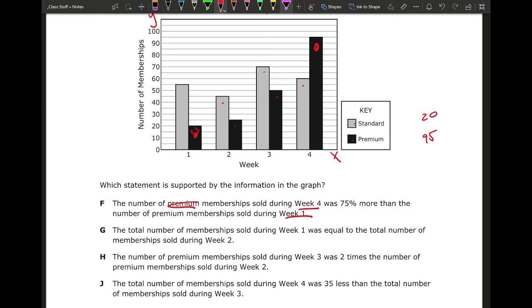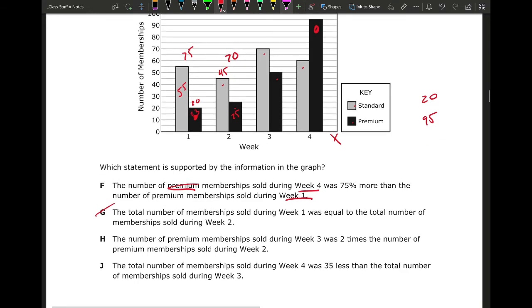Let's look at G. The total number of memberships sold during week 1 was equal to the number of memberships sold during week 2. Well, they have 55 and they have 20. So that's a total of 75 for week 1. And then they have 45 and 25, which gives you 70. Is it the same? No. Week 1 sold 5 more.